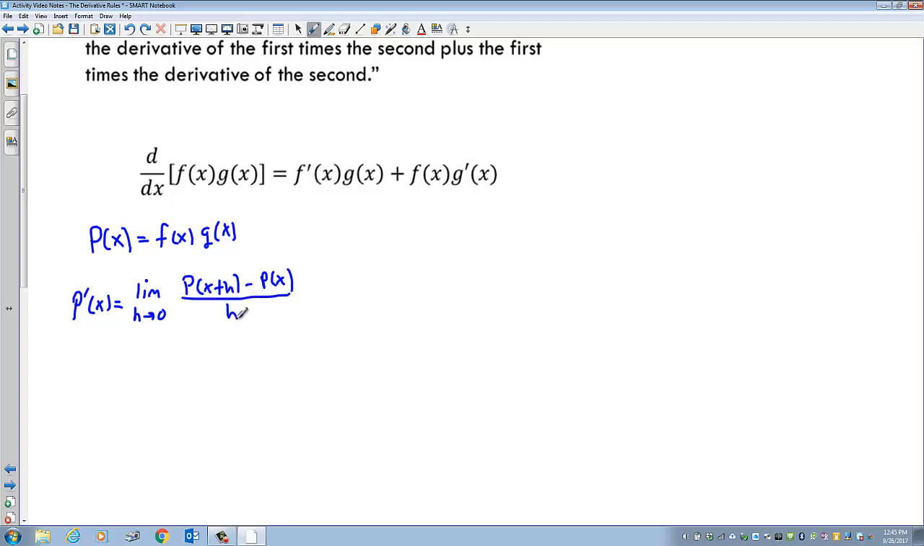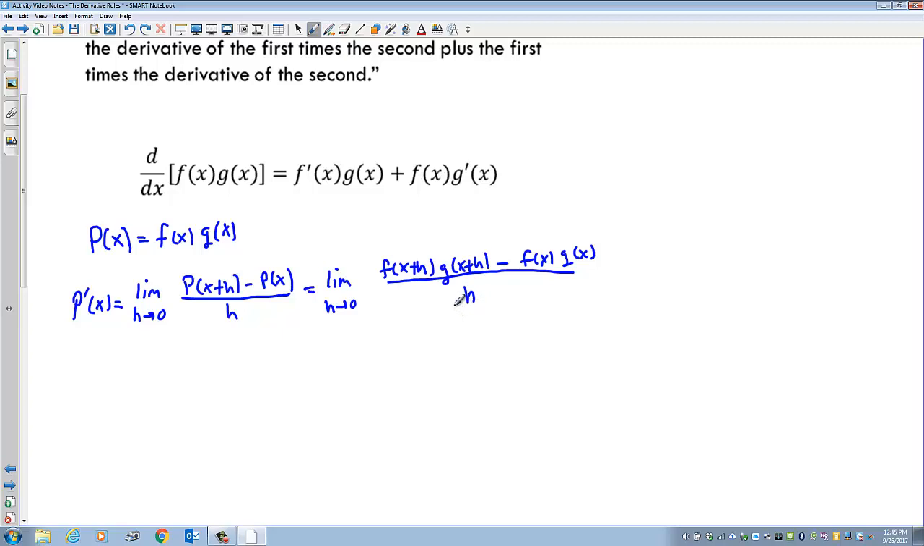And now after some work, hopefully we get out this actual rule, because we're trying to figure out where it comes from. And again, we're going to use the definition. So we basically just do what it says. What is p of x plus h? Wherever you see an x, you put an x plus h. So this would be equal to the limit as h goes to 0 of f of x plus h times g of x plus h, and then minus p of x, which is just f of x times g of x, and that's all divided by h.